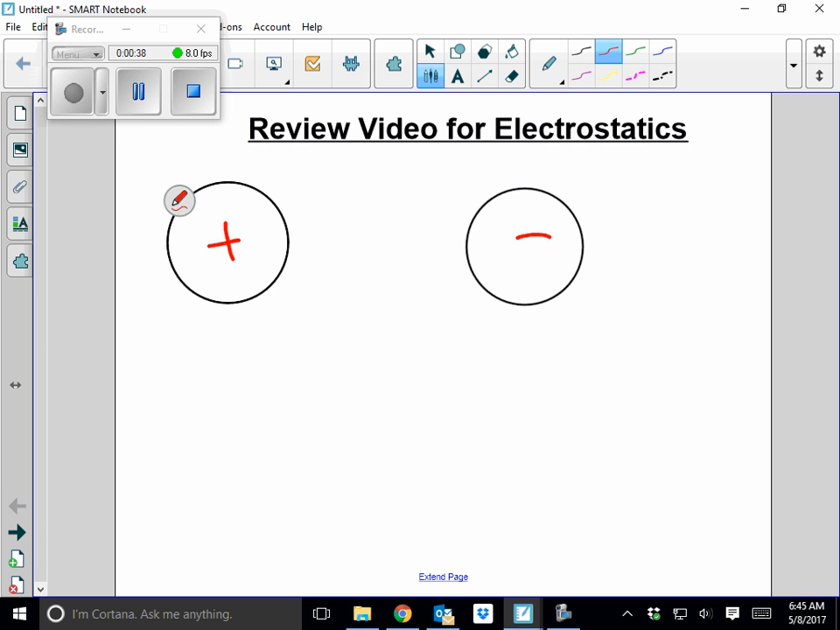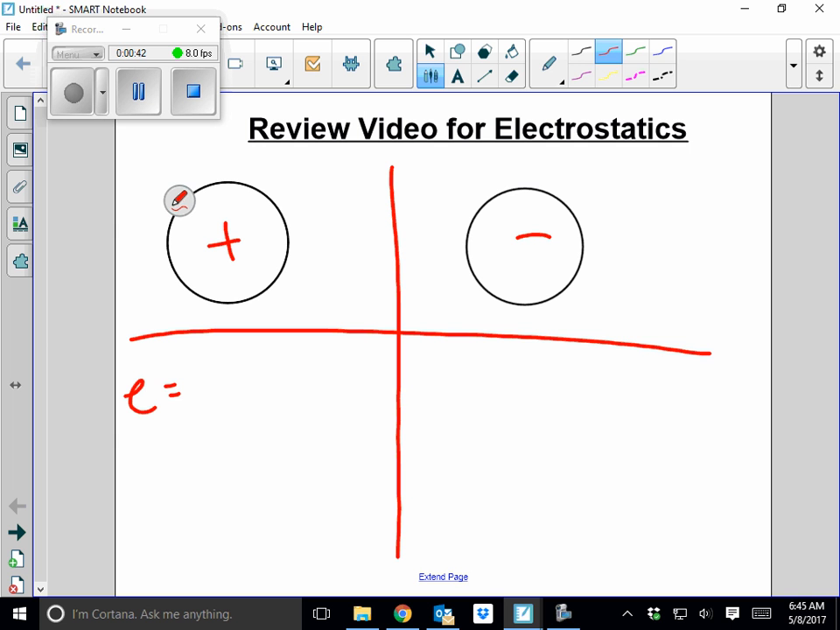And we have to remember that these all have the same elementary charge of e, which is 1.6 times 10 to the negative 19 coulombs. If it's a proton, it's positive, and if it's an electron, the value is negative.